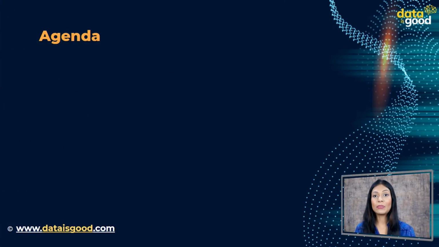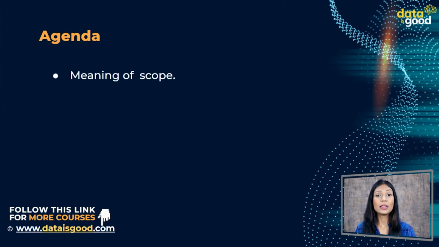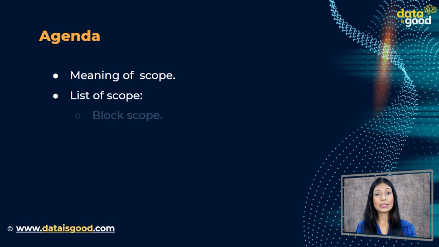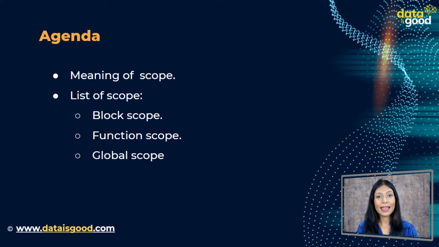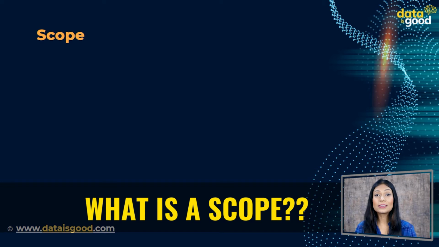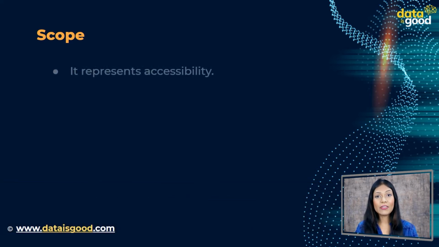So first of all, we will be seeing the meaning of scope, the list of scopes, and an example of each, that is block scope, function scope, global scope, and at the end, there is an assignment. So what is the scope? Scope in JavaScript basically represents accessibility.